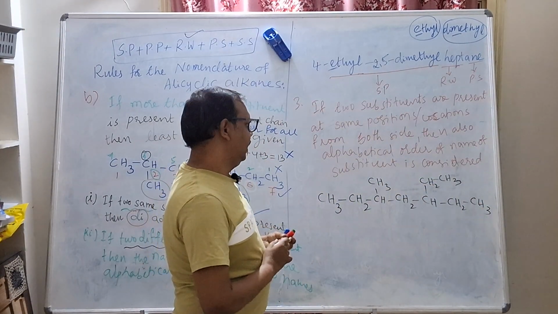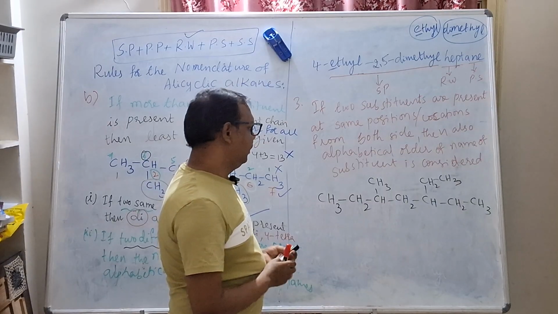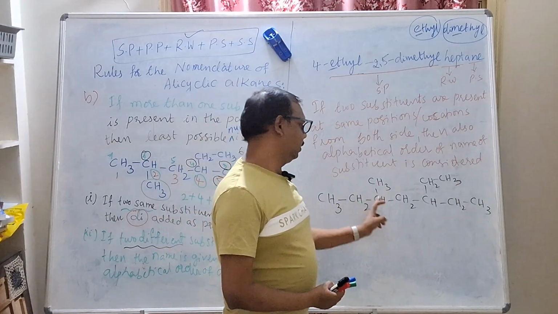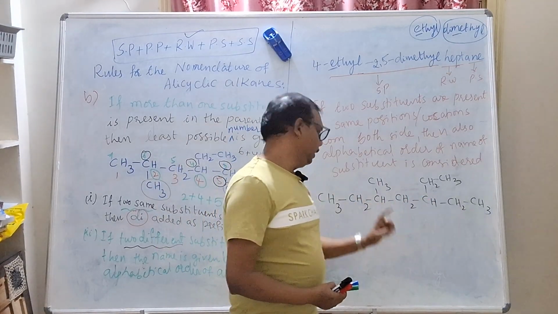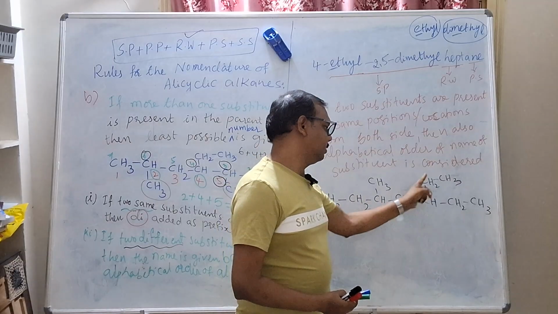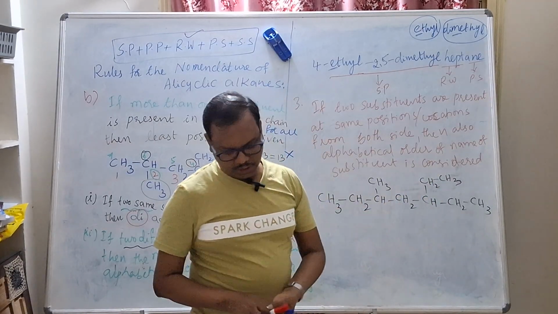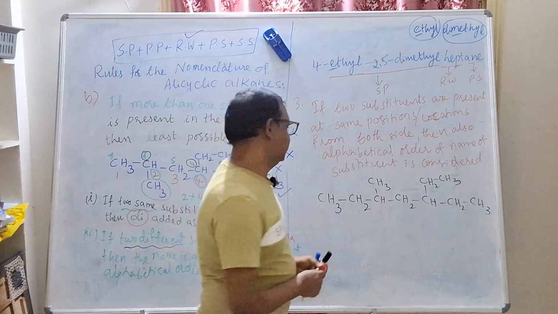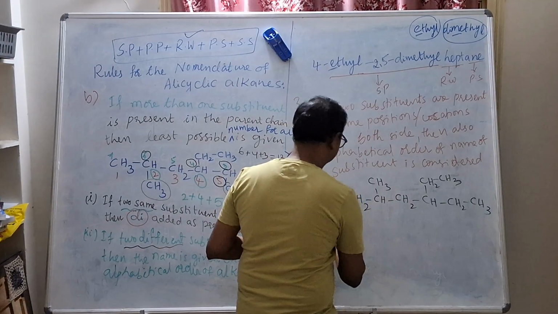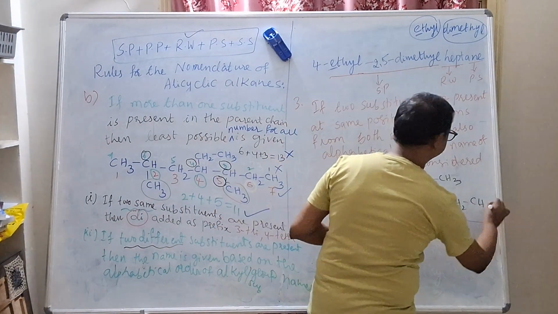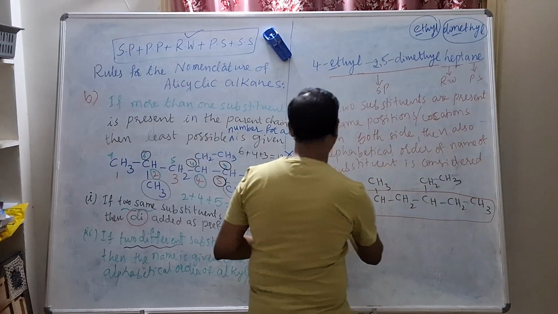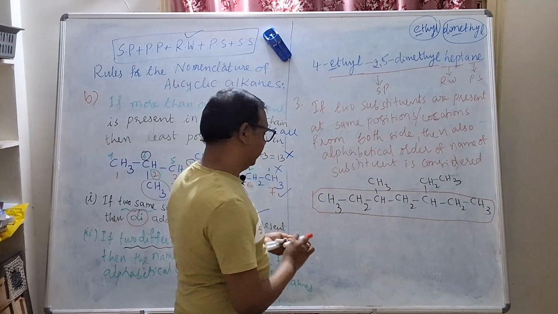What is the longest chain in this? Obviously the straight chain. 1, 2, 3, 4, 5, 6, 7. Here also 1, 2, 3, 4, 5, 6, 7. Both are same. That's why you can consider the straight chain as the parent chain. You take this as the parent chain and the numbering can be given like this.